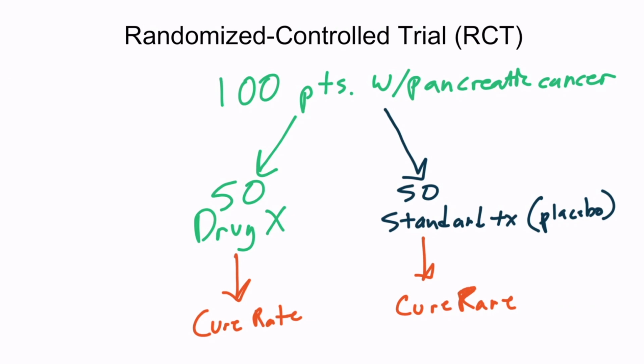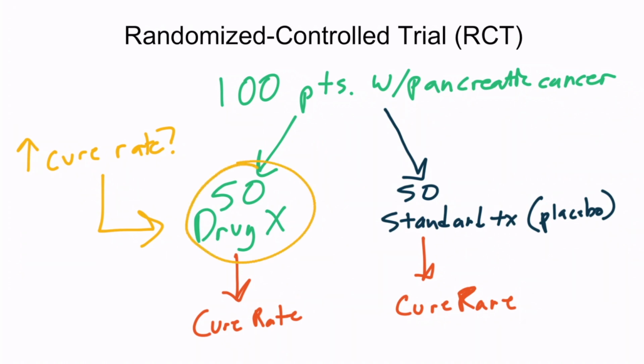If you find an increased cure rate in the drug group, you can attribute that increased cure rate to the drug. In other words, you identified causation. This is practically the only type of study that can determine causation. You intervened with treatment X, and you evaluated the difference in results between both groups.